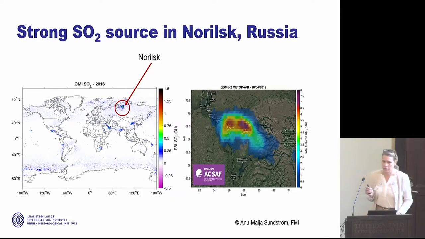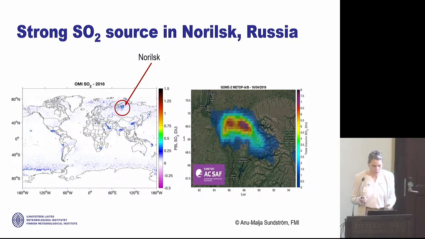Then I jump to another constituent. This is sulfur dioxide, which is another air pollution constituent. It also has natural sources in volcanoes, but the largest sources are often related to the mining industry, smelters also. And here in the global map, this is the global situation in 2016, a yearly average, and there you see clearly the largest point source, which is Norilsk in Russia.